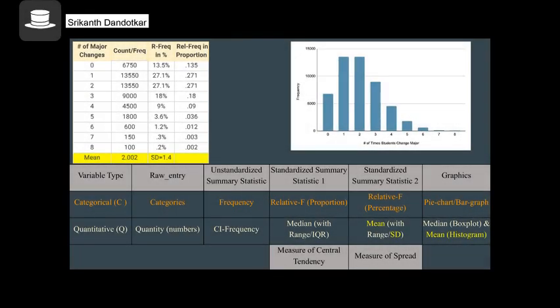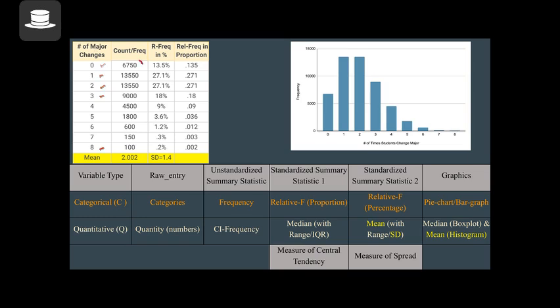Okay, now that we know how to summarize a column if the column represents a categorical variable, now it's time to talk about how to summarize a column if that column is of a quantitative type. Let's look at this example. So the variable here is the number of times a college student changed his or her major. And it seems like either they did not change or changed once, twice, thrice, and so on and so forth. The max is 8.